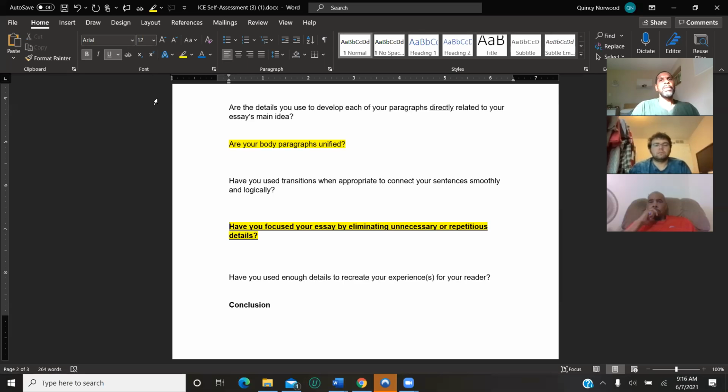Have you focused your essay by eliminating unnecessary or repetitious details? Check to see if you're repeating yourself anywhere in your essay. All right. And then check to see if you have maybe details you don't need. Okay. And a good way to judge that is to ask yourself, what does this have to do with the bigger picture? All right. What's the connection to my main idea? And then finally, have you used enough detail to recreate your experiences for your reader?